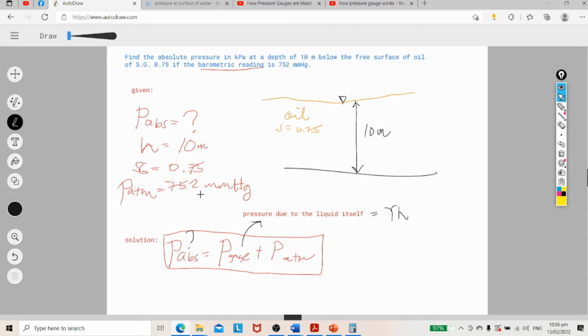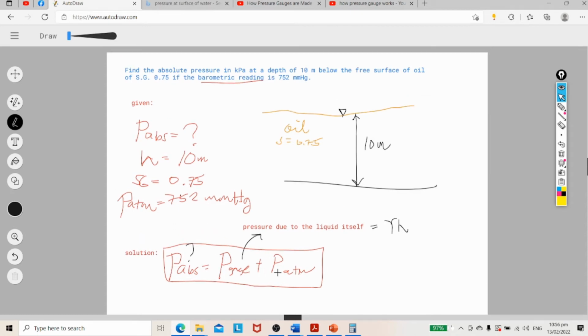Given si atmospheric of 752. So, ito, papasok siya dito. Tapos, si pressure gauge is the pressure due to the liquid itself. Dito, papasok si oil. Okay? So, nagigets mo na siguro ako. Another pointers.